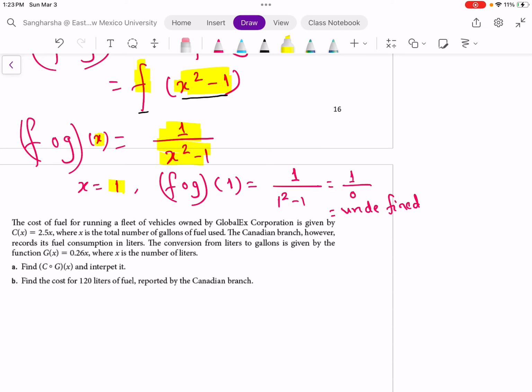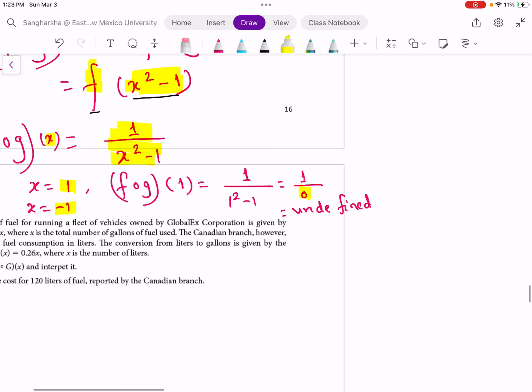So in this expression, if we choose x equals 1 or x equals negative 1, we get 0 in the denominator. So these two, negative 1 and positive 1, are not in the domain, but every other real number is in the domain. So let's write this domain in interval notation. To write in interval notation, we draw a number line.